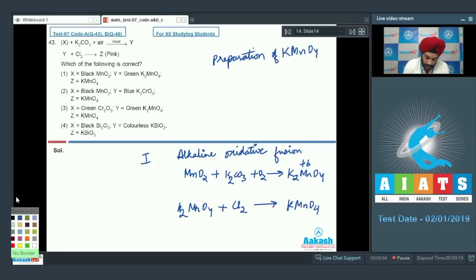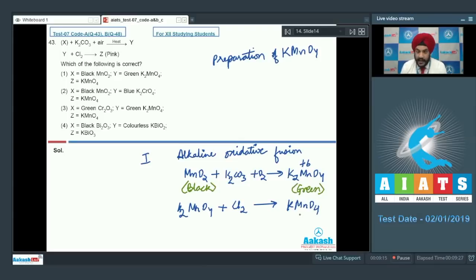If we talk about the color of the species present, MnO2 is black in color, K2MnO4 is green in color, and the color of KMnO4 which is given to us in the question is pink purple. So if we look at the options which are given to us, we can clearly see that we have to mark option 1 as the correct answer to our question. Let us look at the next question.